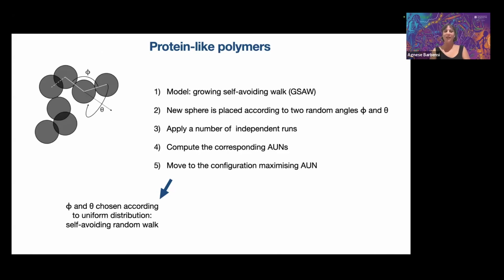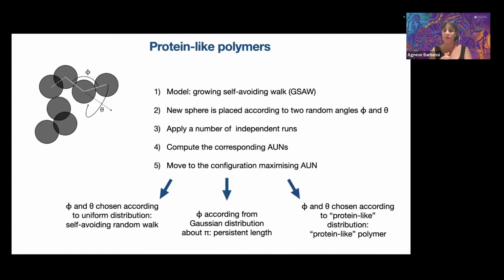So we can do different things, right? We can choose phi and theta completely randomly from a uniform distribution, and in this way we get a self-avoiding random walk. Or we can try to create a model similar to the one we had before. So we can take phi according to some Gaussian distribution about pi to add some sort of persistence length to have something that's polymer-like.